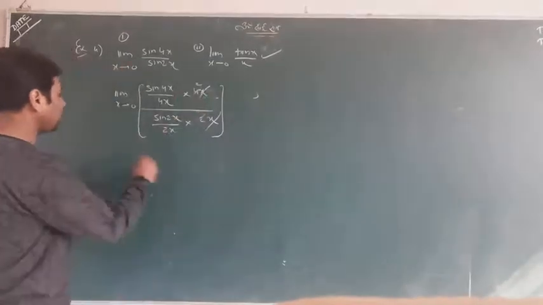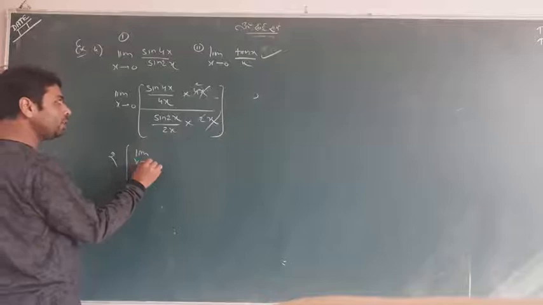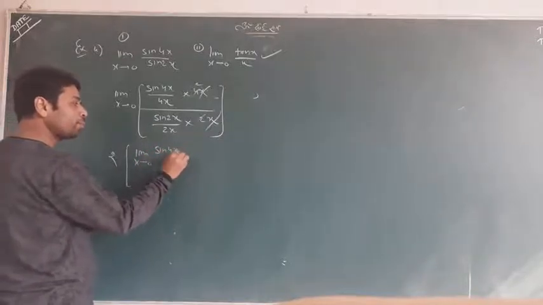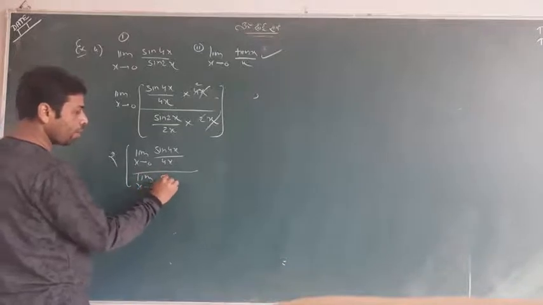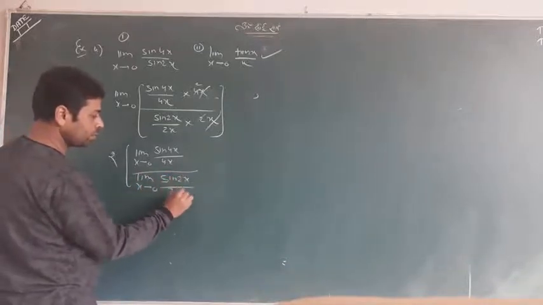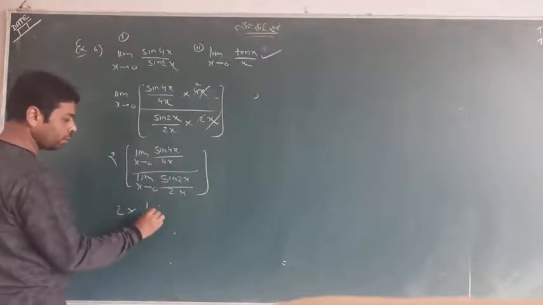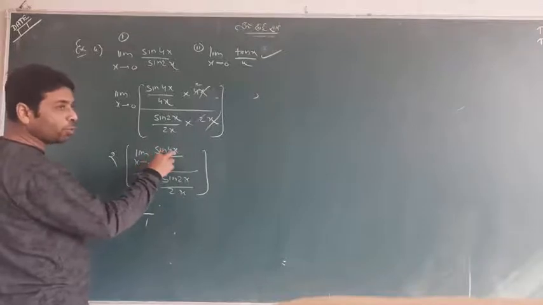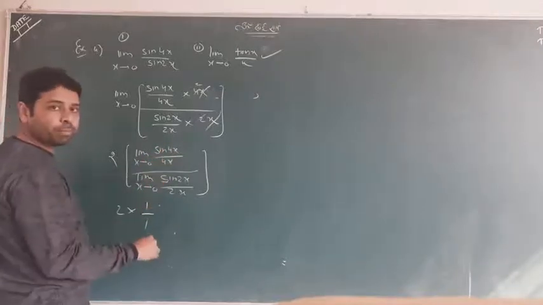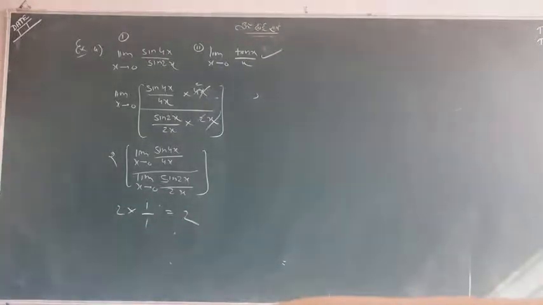This 2 will go outside, and the limit can be separated into two terms, numerator as well as denominator. And now this is 2, this is 1 and this is 1. Why? Because under the limit x tends to 0, sin 4x upon 4x is 1 and sin 2x upon 2x is 1. So the answer is 2. So this is a simple concept and question.